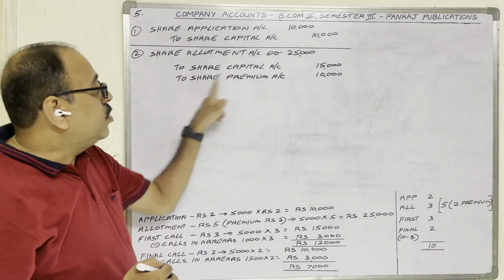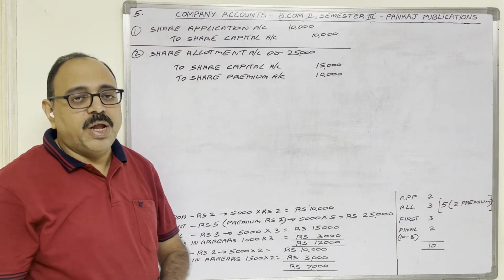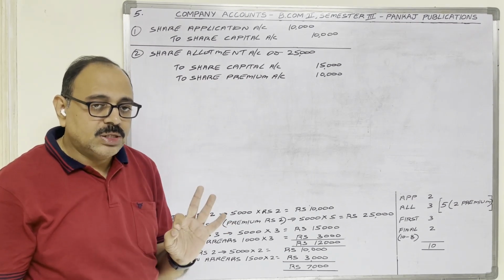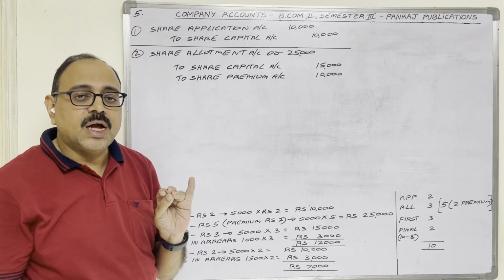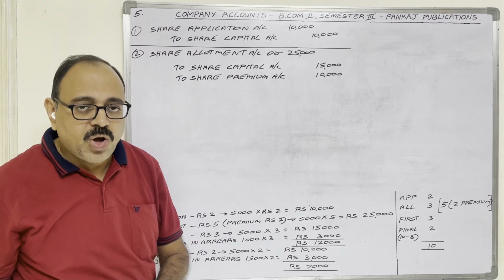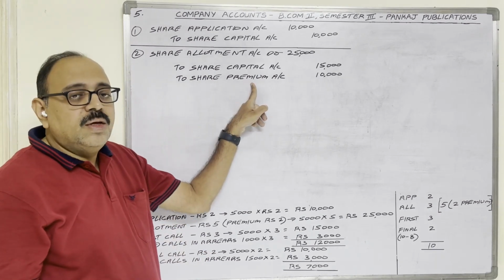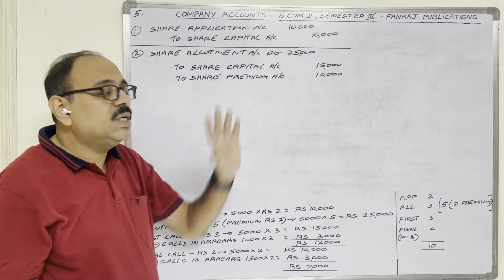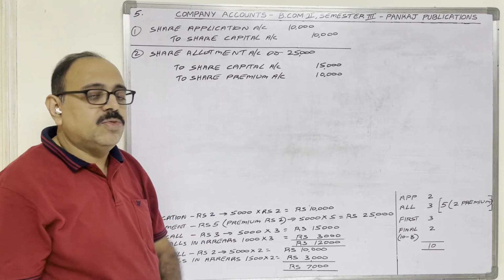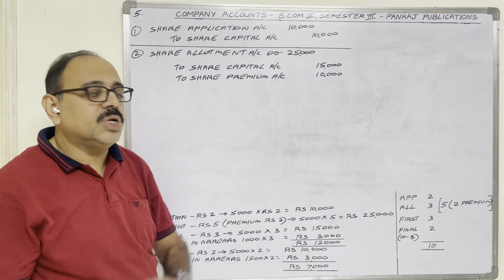Why is the share premium account created? Share premium is a gain to the company. Gains come under nominal account. Expenses, losses, incomes, gains come under nominal account. Nominal account rule: debit all expenses and losses, credit all incomes and gains. This is a gain to the company. That is why the share premium account is created. So as per nominal account, we are crediting the share premium account. So remember, share premium account is showing a credit balance of 10,000 rupees.